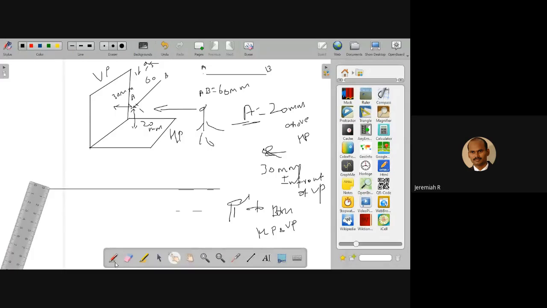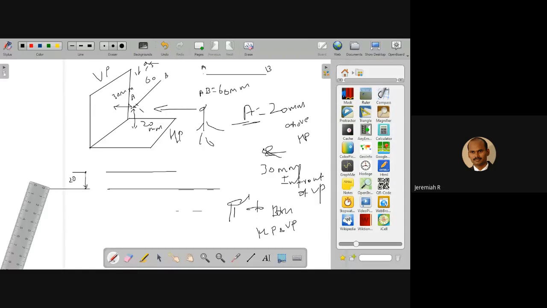Then what you have to do? The above HP distance is 20 mm. So from here, 20 mm when you use the scale, draw a line like this.